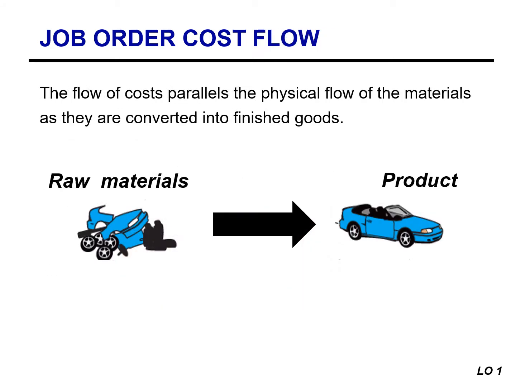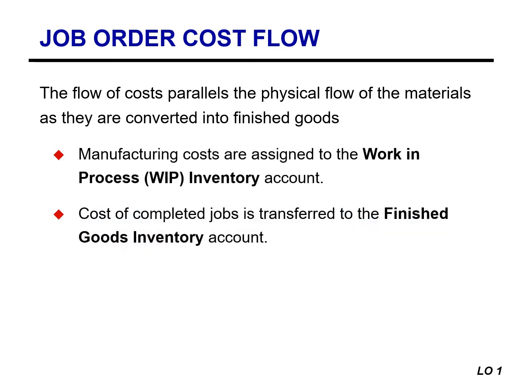The flow of cost, direct materials, direct labor, and manufacturing overhead in a job order cost system parallels the physical flow of the materials as they are converted into finished goods. Companies accumulate manufacturing cost in raw materials inventory, factory labor, and manufacturing overhead. They then assign manufacturing cost to the work in process inventory account.